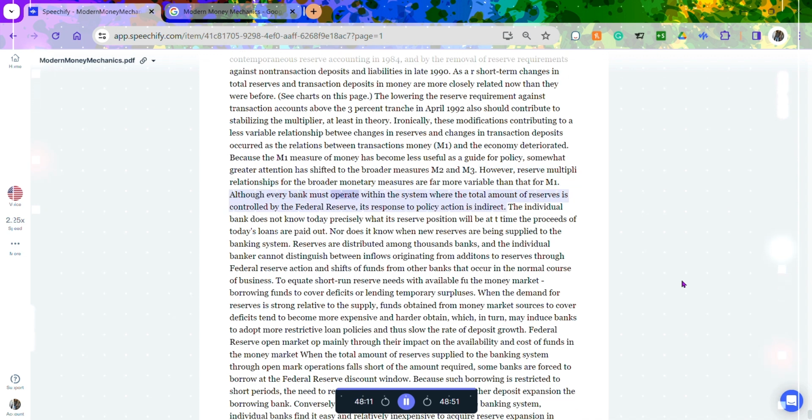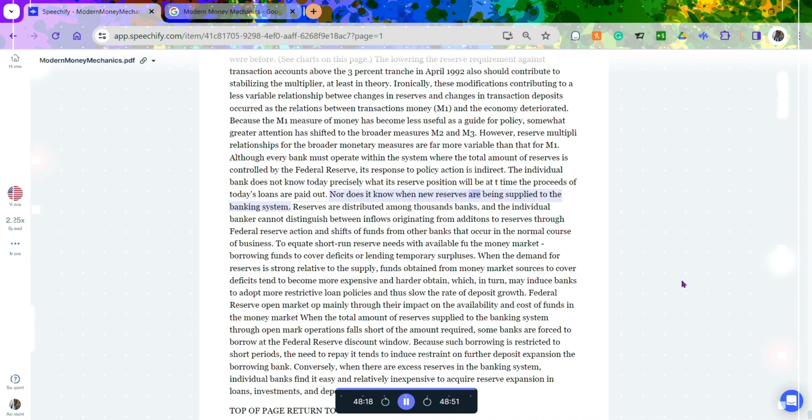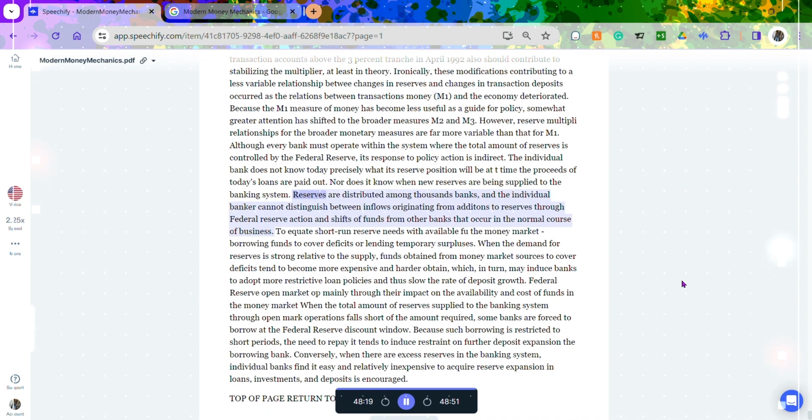Although every bank must operate within the system where the total amount of reserves is controlled by the Federal Reserve, its response to policy action is indirect. The individual bank does not know today precisely what its reserve position will be at the time the proceeds of today's loans are paid out. Nor does it know when new reserves are being supplied to the banking system. Reserves are distributed among thousands of banks, and the individual banker cannot distinguish between inflows originating from additions to reserves through Federal Reserve action and shifts of funds from other banks that occur in the normal course of business.